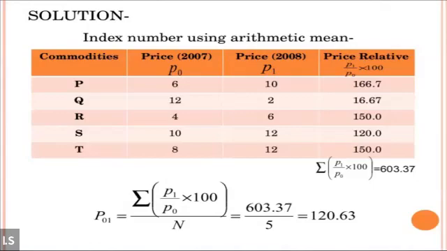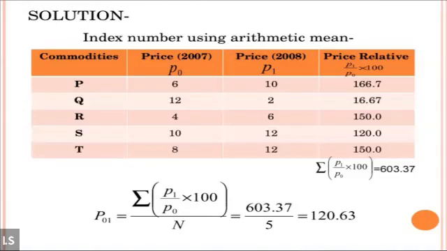So the sum total of all the relative prices will be 603.37. Is that what you are getting? No, sir. Okay, so then you must have committed some mistake. Just tell me your solution and let me know where the problem is. So you have got the relative price for the P commodity as 166.7. Yes, sir, I found the mistake. You found the mistake, and what was the mistake? I wrote 12 as 2. Okay, all right.